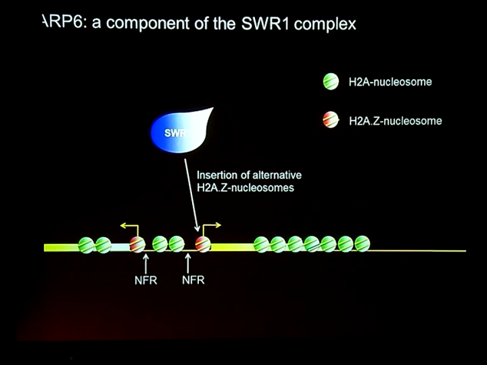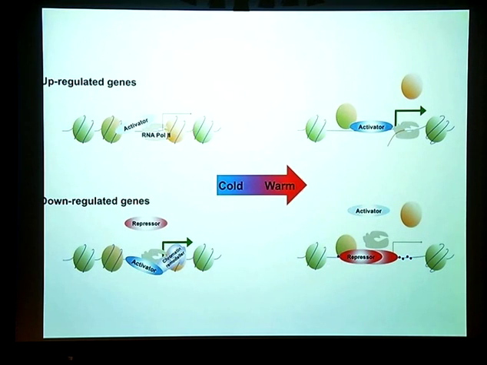So if you knock out this complex, you prevent incorporation of H2A.Z nucleosomes. And there are 3 H2A.Z genes in plants. And actually, if you knock them all out, you get phenotypes that resemble the ARP6 mutants. So we really think the phenotype of the ARP6 mutant is due to the lack of incorporation of H2A.Z nucleosomes in the genome. And somehow, these H2A.Z nucleosomes are coordinating the response of the whole temperature transcriptome to changes in temperature, which is quite remarkable.